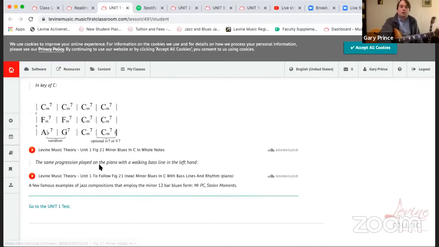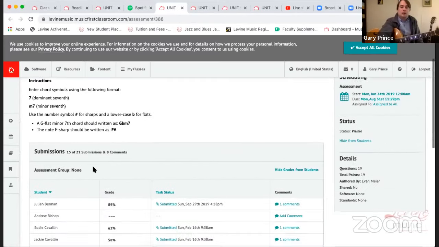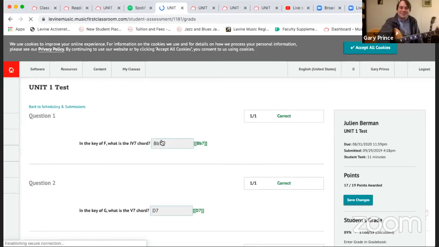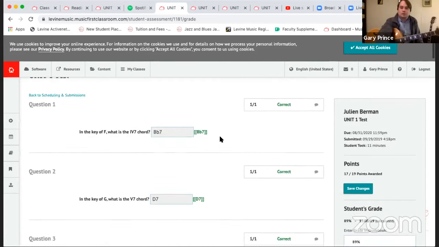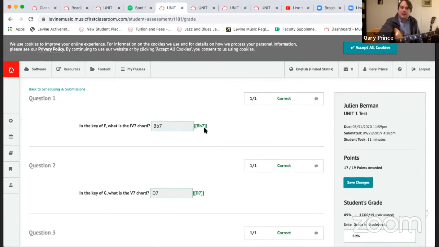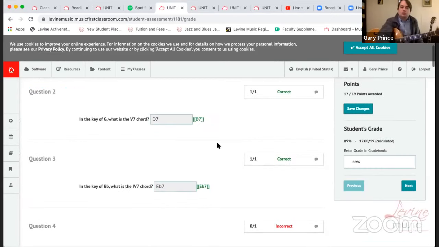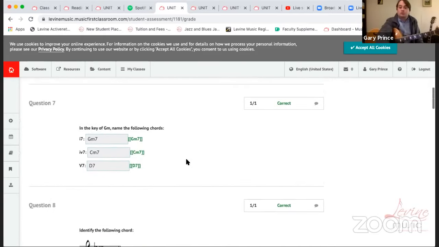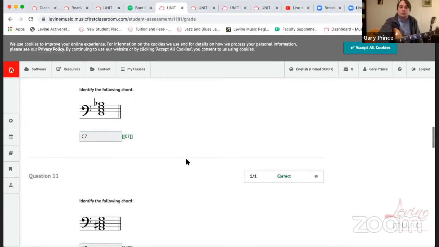Unit 1 goes on to talk about minor blues, and then you can see at the bottom there's a link to the test. So if we open up the test, it is multiple choice. So here, let me open up someone's test who they already submitted. So you can see we'll have a lot of questions that are multiple choice or short answer. This is what it looks like on the student side after you've done the test. So it'll tell you what you got right, what you got wrong, and it gives an opportunity to drill a lot of these skills that are really very needed.